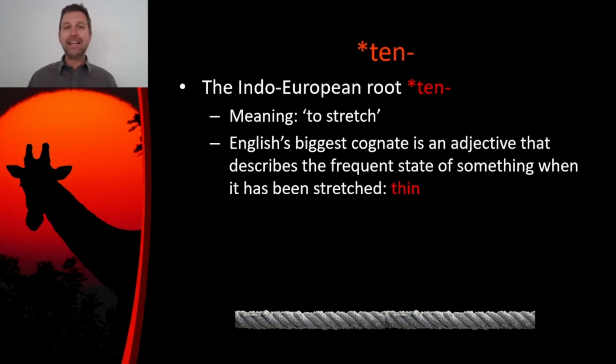Our biggest cognate in English that comes directly through our Germanic inheritance is the word thin. So Grimm's law occurred. It changed the T to a th, and that's why the Indo-European root ten became thin in our native Germanic vocabulary.